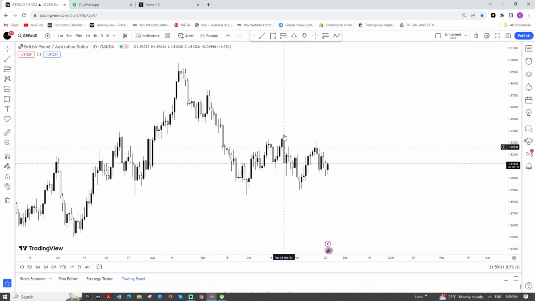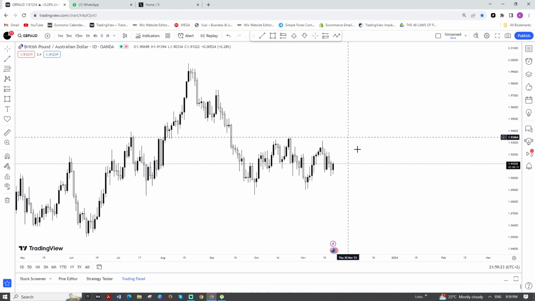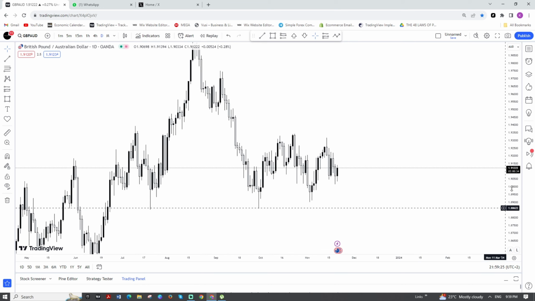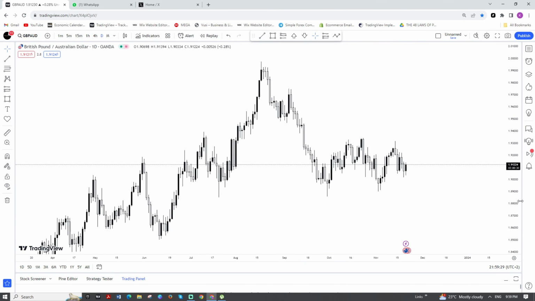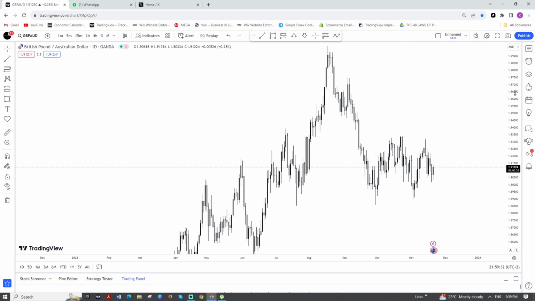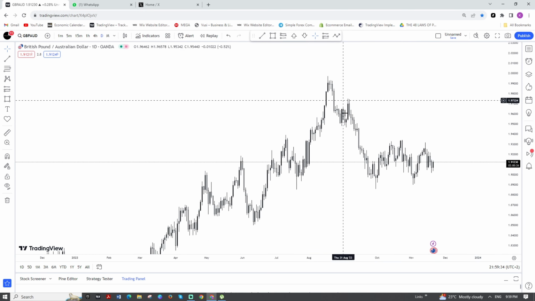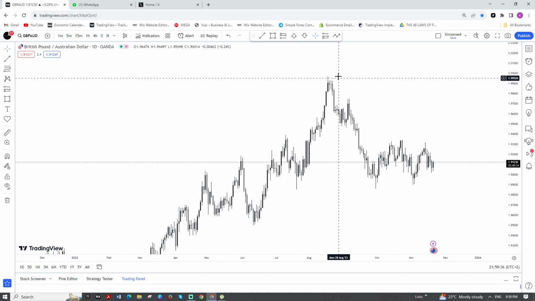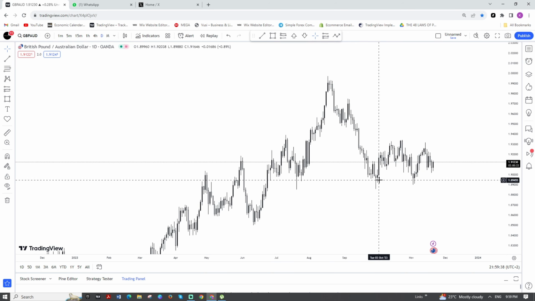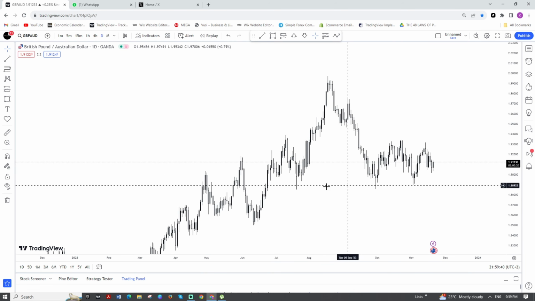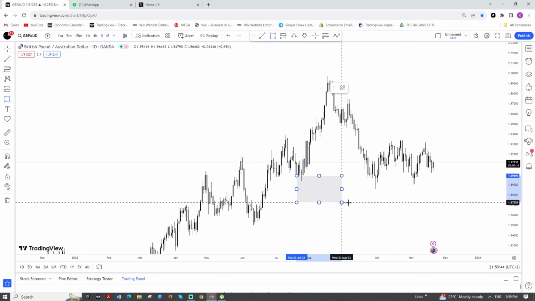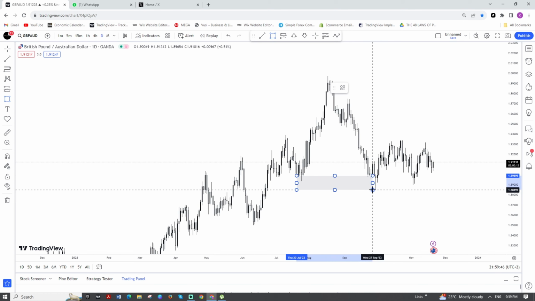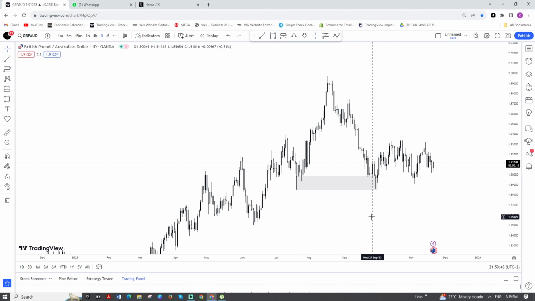So first of all, what I see here on this pair is that we had this minor correction right here. As you can see, the market was bullish, and then we had this minor correction to go mitigate the order blocks on the downside. So we can see, guys, that here we have a mitigation of this order block, right?